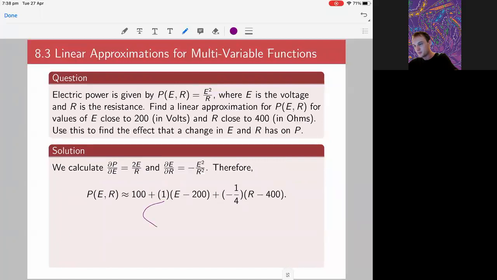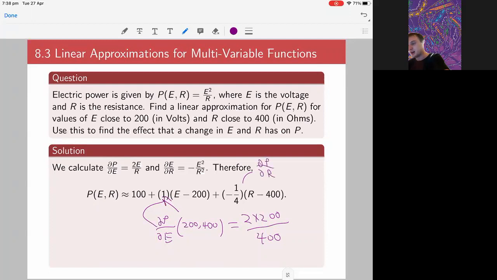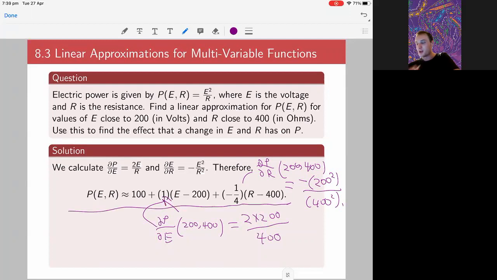If you evaluate the derivative of P with respect to E at the point 200, 400, it is exactly equal to 2 times 200 divided by 400, which is exactly equal to 1. And over here, we're trying to evaluate the derivative of P with respect to R at the point 200, 400. That's exactly equal to minus 200 squared divided by 400 squared, which turns out to be exactly minus a quarter. So this is our linear approximation here.